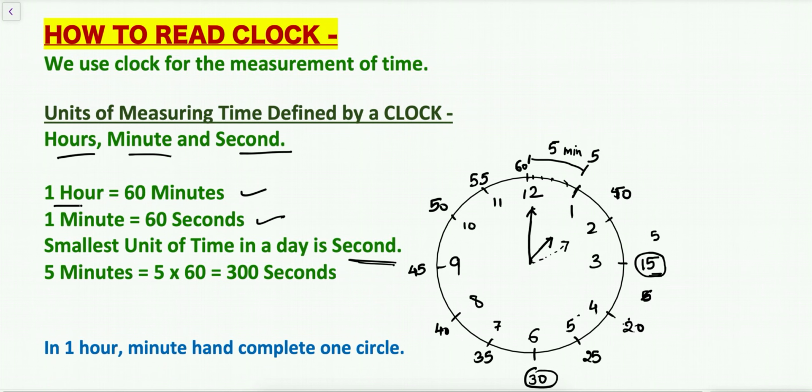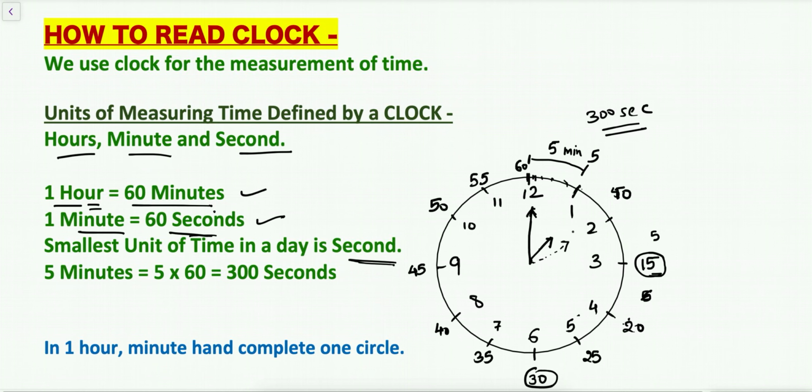So 1 hour is equal to 60 minutes. After the completion of 60 minutes only, the 1 hour will be completed. Similarly, 1 minute is equal to 60 seconds. So if the minute needle is at 12 and it has to move to the 1, here 1 minute, then the second hand will move through 60 seconds. When the second hand completes 60 seconds, then only 1 minute will be done. And from 12 to 1 it is 5 minutes. That means we have 300 seconds done.